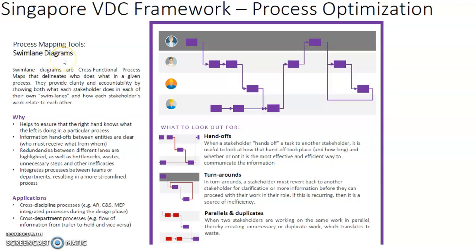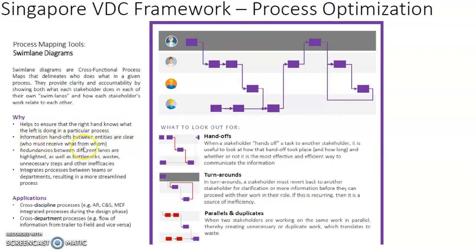Swim lane diagrams. They are cross-functional process maps that delineate who does what in a given process. They provide clarity and accountability by showing both what each stakeholder does in their own swim lane and how each stakeholder's work relates to each other. Why do we want to use swim lane diagrams in process mapping? Well, it helps to ensure that the right hand knows what the left hand is doing in a particular process. The information handoff between the entities is clear.